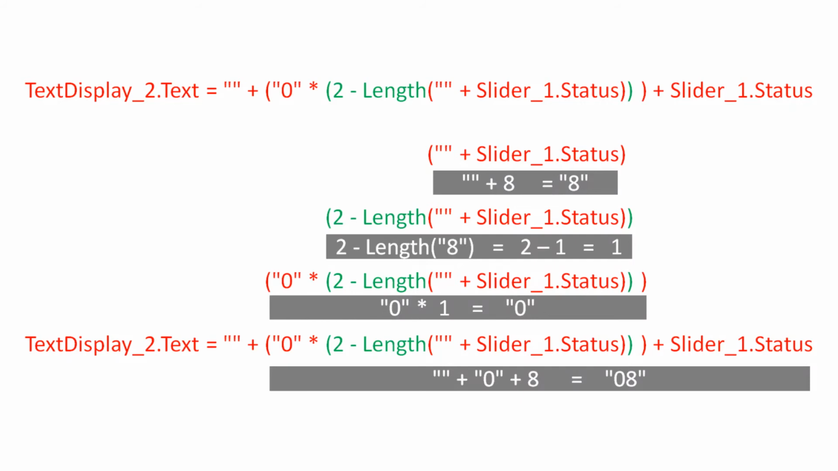So 8 is one character. There's a null string. It's treated as a string here. The length treats this result as the string. So the length of the string is one digit long, or one character long. So 2 minus 1 gives us 1. And then we're multiplying that times the character 0. So we're printing the character 0 one time. So we have null string plus the character 0 plus the integer value of the status, which is 8, but it's converted to a character. So now we end up with 0, 8 at the end.